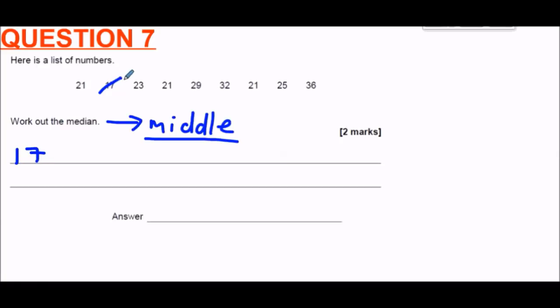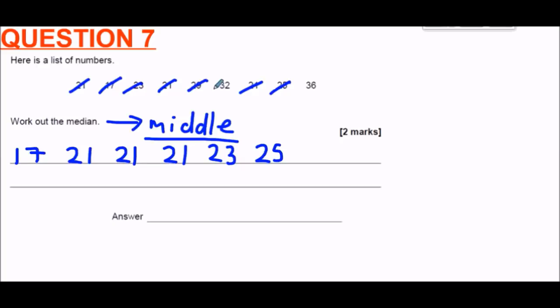Put 17 down. The next smallest number, well, we've got 21, 21. 21 seems to be the smallest, but we've got 21 3 times. 1, 2, 3. And so we write down 21 3 times, each for every time it appeared. Now, after 21, we've got 23, and 25, 29, and finally 32 and 36.